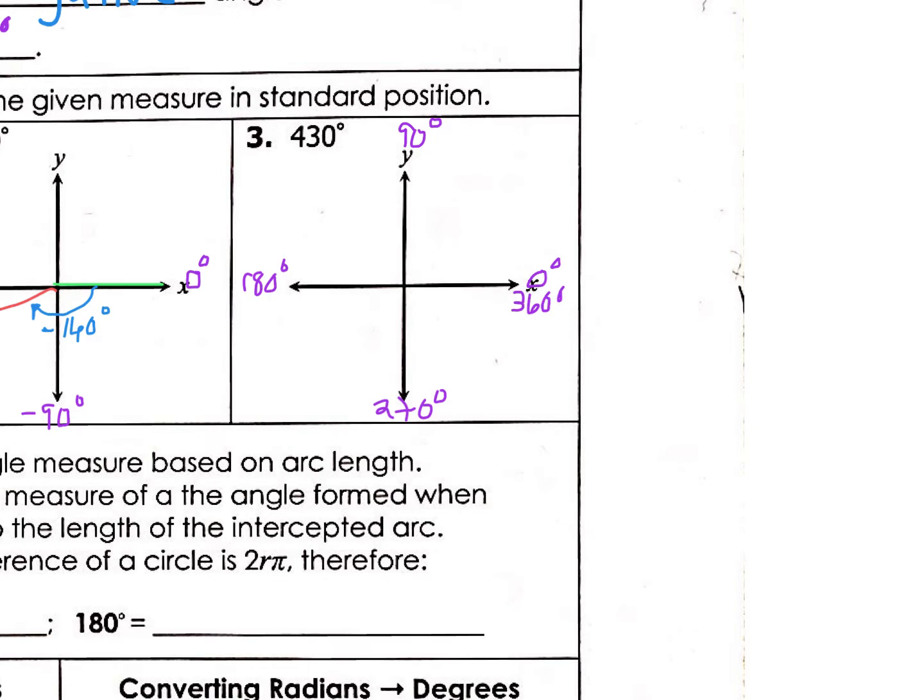So if I want to go to 430, I'm going to go off here to the side. Let's do 430. And I'm going to subtract 360 to see how much further I have to go. So I need 70 more degrees. So remember, halfway is 45, so 70 would be back around here again.